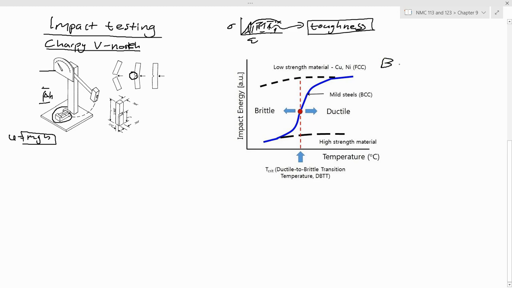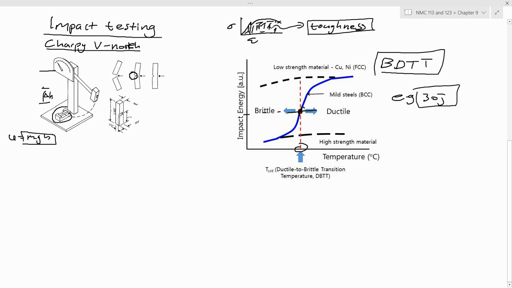So it brings us to what is called the brittle to ductile transition temperature. Basically, it is a specific temperature where the material is either becoming ductile or brittle. That's the transition temperature, right? And it is at a specific impact energy. Sometimes it may be, for example, 30 joules of impact energy.